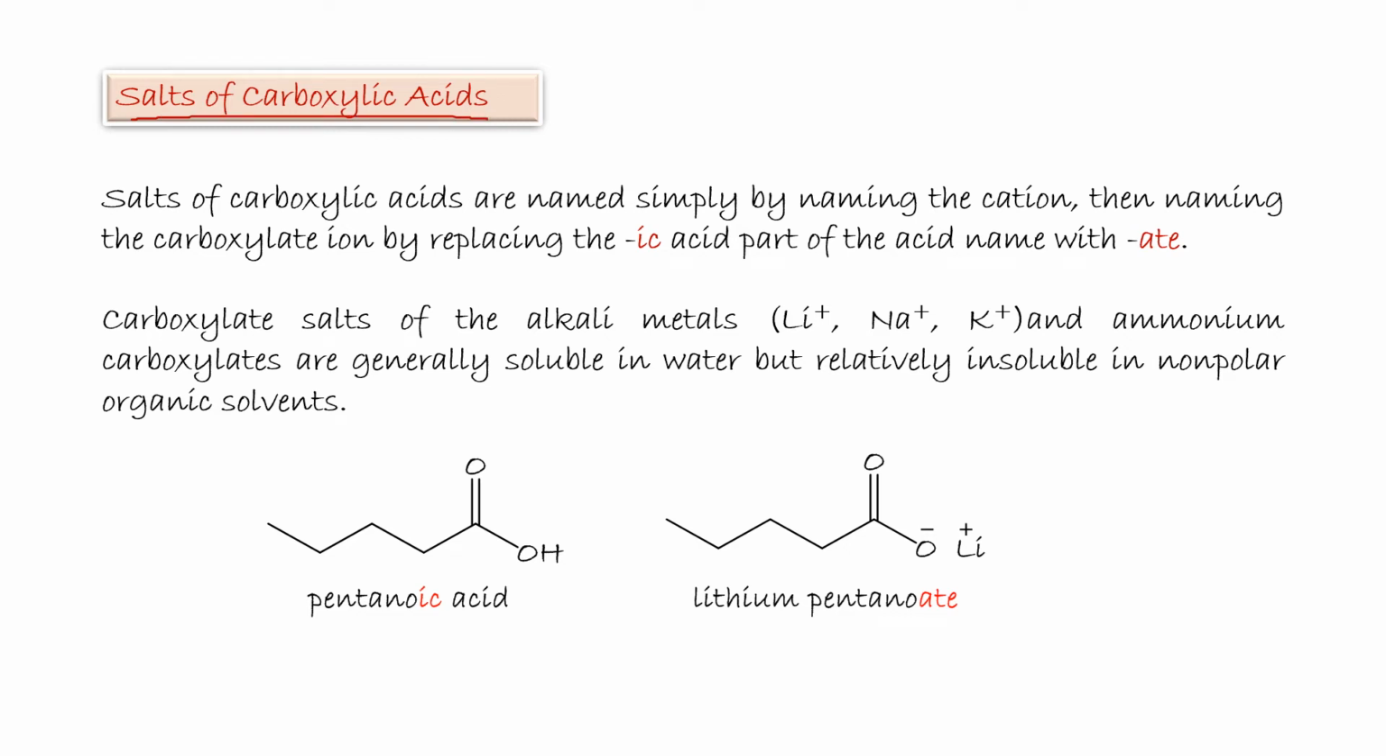Salts of carboxylic acids. Salts of carboxylic acids are named simply by naming the cation, then naming the carboxylate by placing the name of the -ic in the acid name by the -ate. For example, here pentanoic acid, take the -ic out and replace it by -ate. So it's pentanoate, and since it's lithium, it's lithium pentanoate. Lithium pentanoate.